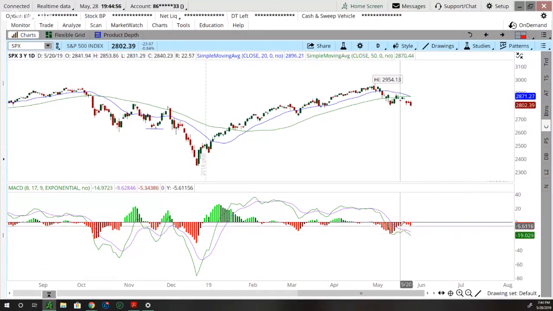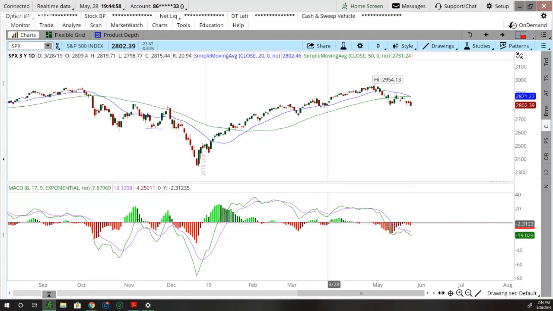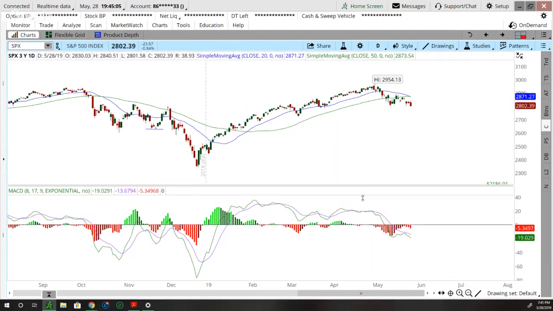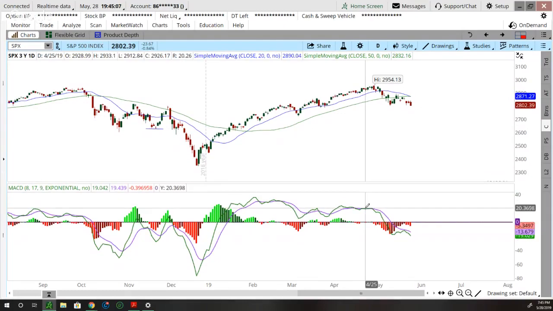Some people will actually just use the bars, right? They'll just use the bars to kind of give them a gauge as to what's occurring. I just want to use the general shape of the indicator. Now, that's one indicator that can be used.